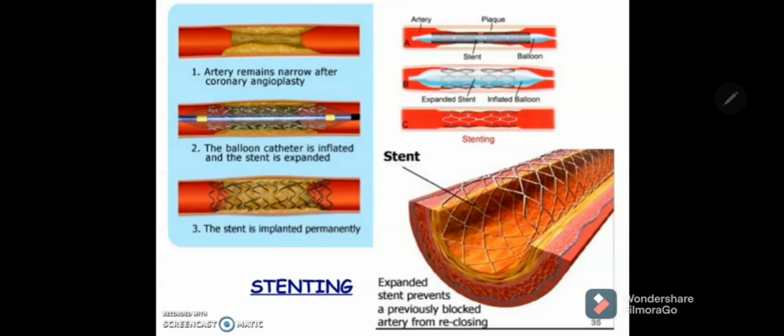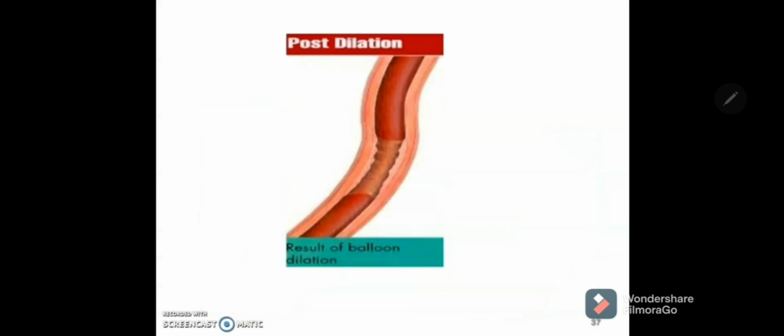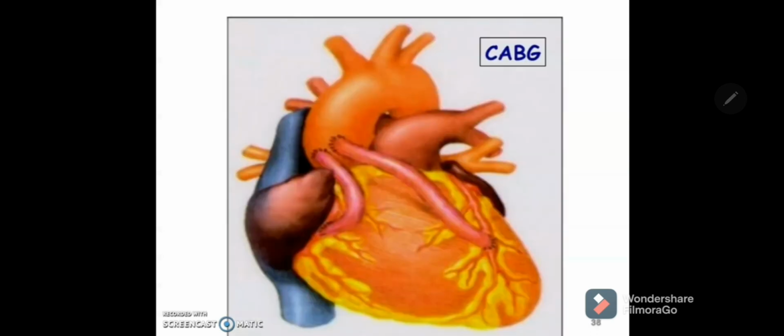continuous flow of the blood, and sometimes they will do grafting. They bypass the occluded site, and you can see here how the artery looks after the dilatation, and this is the coronary artery bypass graft. In case of triple vessel disease, the artery is usually internal thoracic artery, radial artery, or great saphenous vein are taken, and here if the blockage is here, the artery is bypassed here.